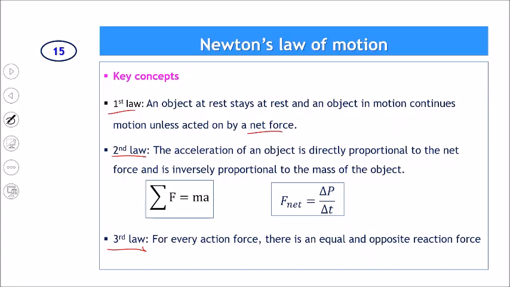Newton's second law of acceleration is a basic law in mechanics, which tells us that there is a direct relationship between the net force and the acceleration, but the relationship between acceleration and the mass of an object is inverse. Mathematically, we can write that the sum of all the forces acting on the object is equal to the product of mass and acceleration, or we can also say that the net force is equal to the rate of change of linear momentum. The third law says that for every action force, there is an equal and opposite reaction force.